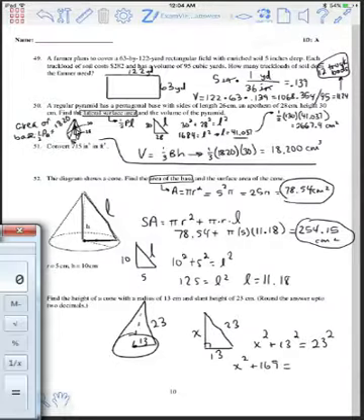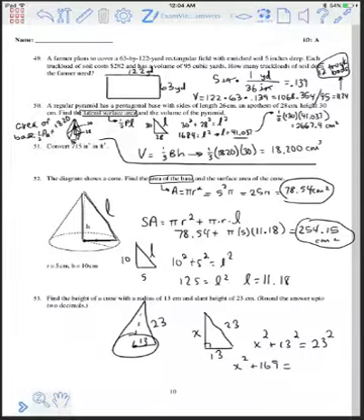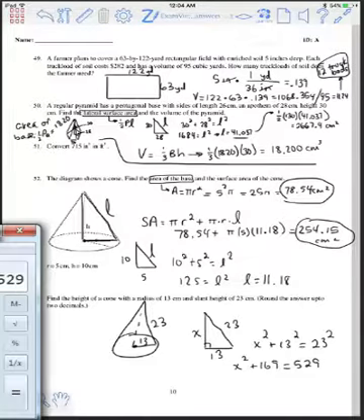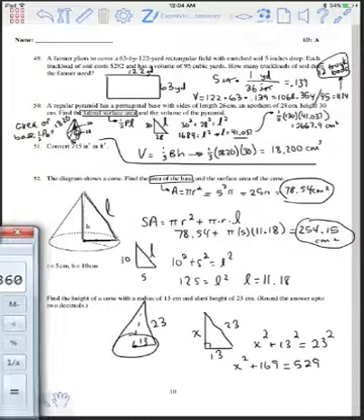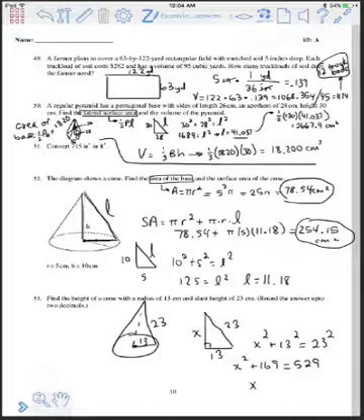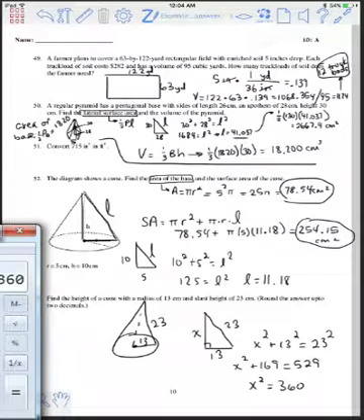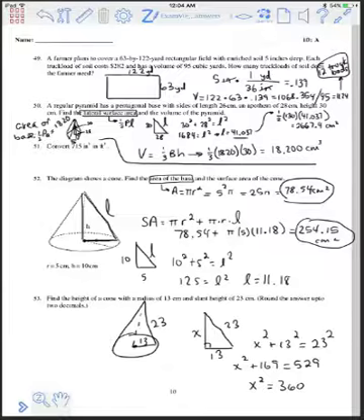23 squared is 529. And then you get 360. If you subtract 169 on both sides, you get x squared equals 360. And then if you square root 360, you get 18.97 centimeters.